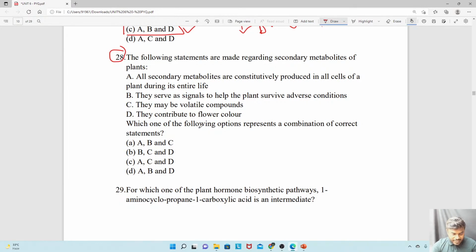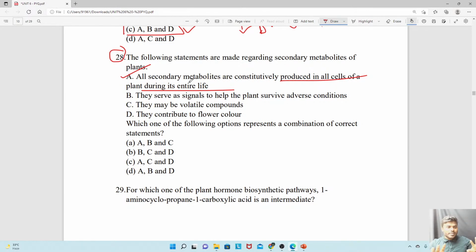Okay, friends, question 28. What will be the answer? The answer is B. Option A says all the secondary metabolites are constitutively produced in all cells of a plant during its entire life. You know, right? I used to highlight this kind of statement in the classroom. None of the secondary metabolites is released in the plant body every time.